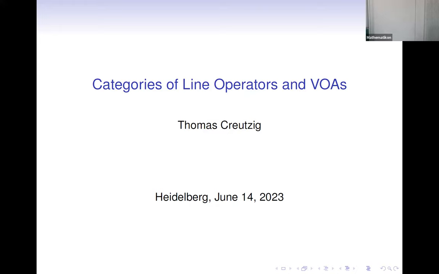I'm mostly working on VOAs and braided tensor categories, and these appear a lot in physical theories and higher dimensional gauge theories. And it is in general quite a hard question to understand what kind of categories will appear there. So my talk will be about the limitation on what type of categories will appear, and this will be an overview talk.